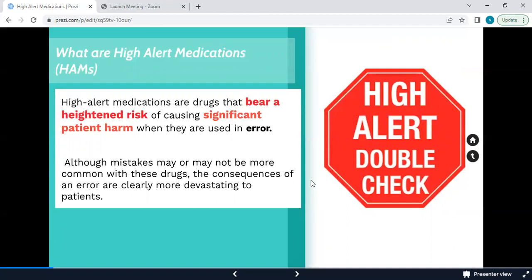So although mistakes may or may not be more common with these drugs, that is not what I am after. What I am after is that the consequences of an error are clearly devastating, clearly marked, okay? And that's why we have to handle such medications in a specific way.